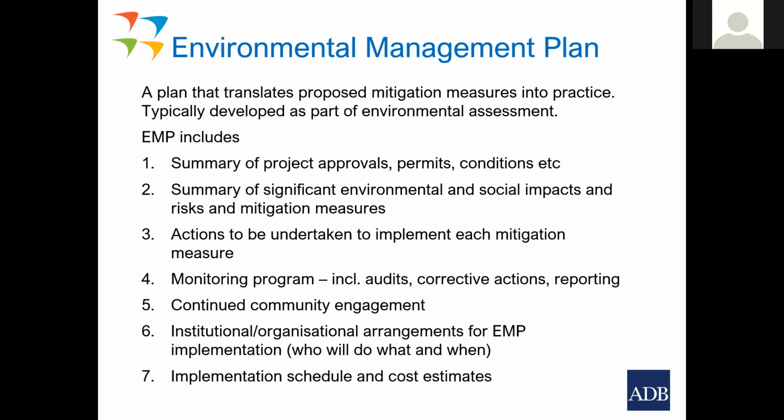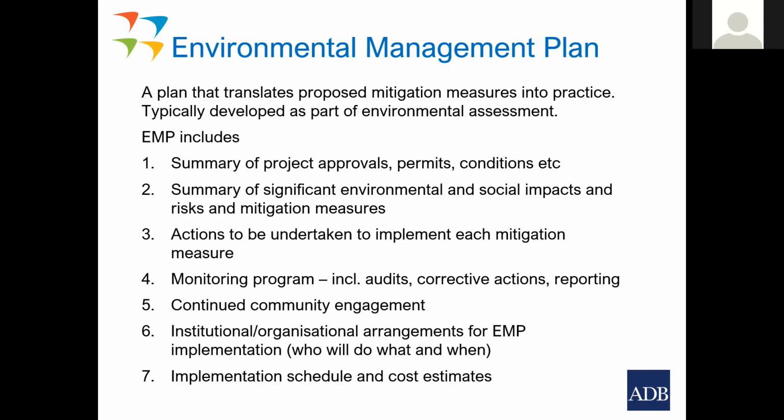So the environmental management plan necessarily needs to include a summary of project approvals, permits and conditions as part of the country regulatory system. Secondly, a summary of significant environmental and social impacts and risks and mitigation measures. Thirdly, actions to be undertaken to implement each mitigation measure. And this includes procedures for monitoring environmental quality to meet various targets or standards. Fourthly, a monitoring program, including audits and corrective actions reporting.